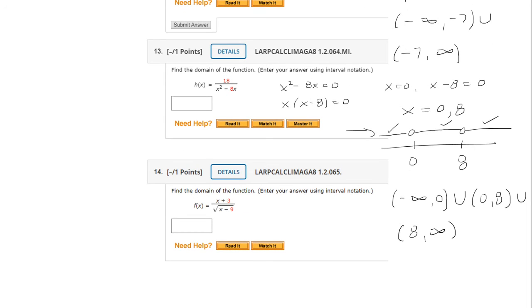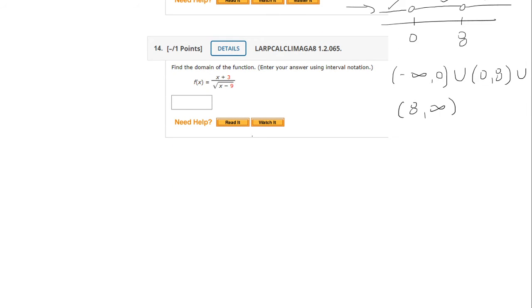Last one. This one's a bit tricky. There's two things we have to consider. One thing is the denominator, and the other thing is a square root. We know that the square root, the domain, is whenever the inside is greater than or equal to 0. And we know for the denominator, it cannot equal 0.